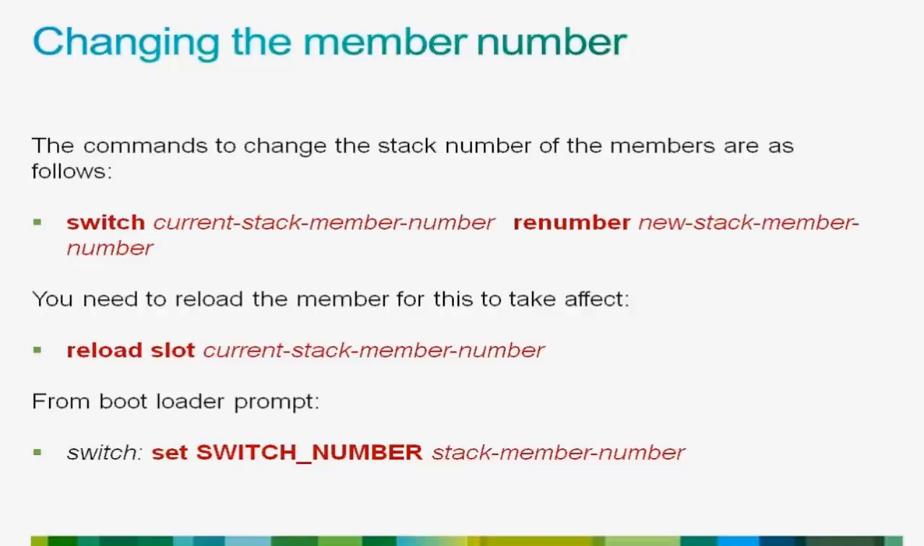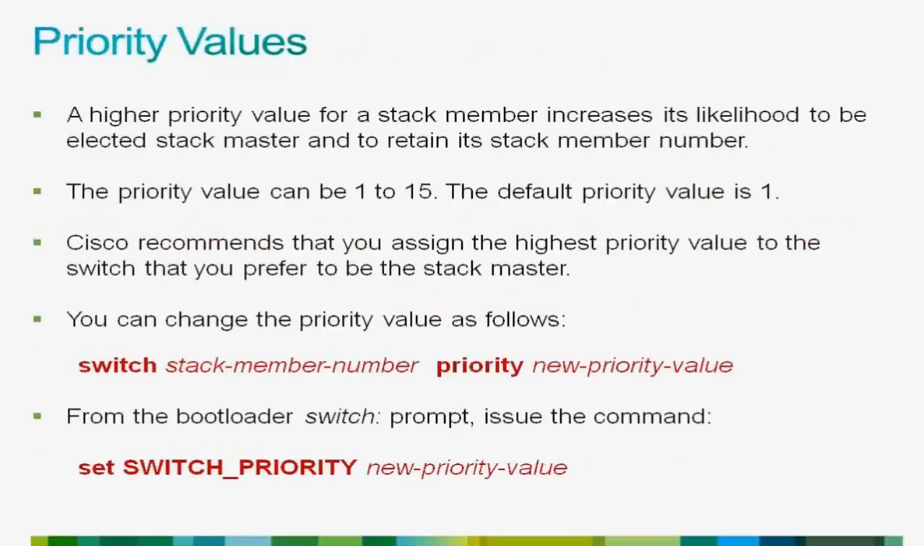Now there is one other way to do it. You can break into ROMMON by pressing the mode button on the 3750 switch, and you can set the number for it. This is probably one of the inconvenient methods of doing it, but in case you're already in ROMMON, then you can do this using the command set SWITCH_NUMBER followed by the number that you want to change to.